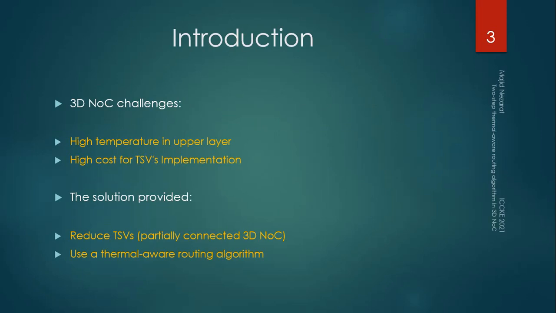High temperature in above layers in network on chips is one of the most important problems. It is because the heatsink is located on one side of the chip and the above layers are far from this heatsink and have a long way to heat dissipation, and because of that hot spots rise in these layers. High cost of implementation of TSVs on network on chips is one of the other problems.